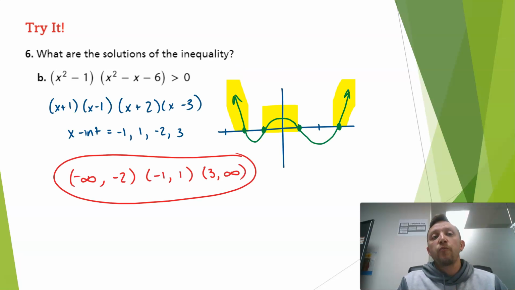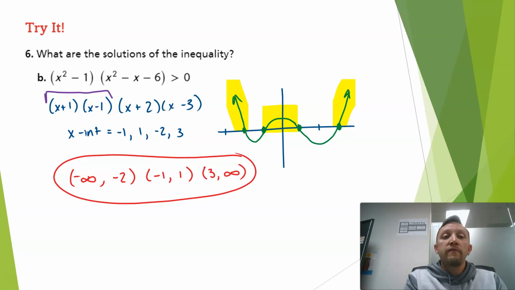So x squared minus 1, let's start with that. X squared minus 1, that's a difference of squares. So that factors down to be x plus 1 times x minus 1. The x squared minus x minus 6 piece, we can factor that down.